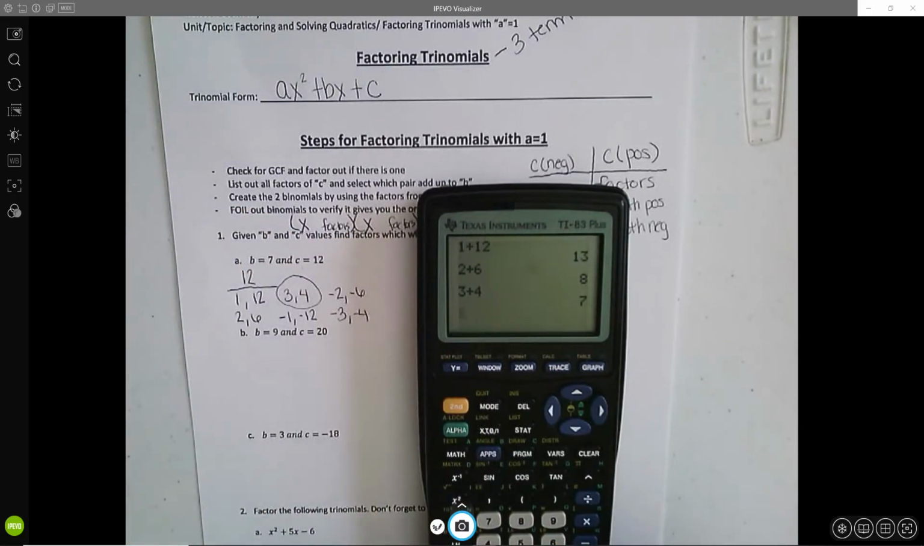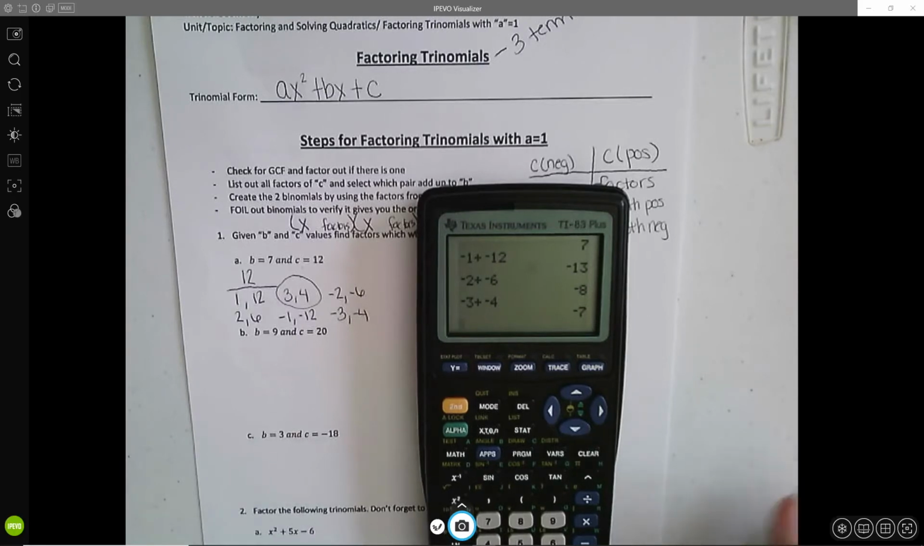Okay, if I check the other ones, -1 plus -12, -2 plus -6, -3 plus -4. Notice, only one of them gave me that positive 7 for the B value.